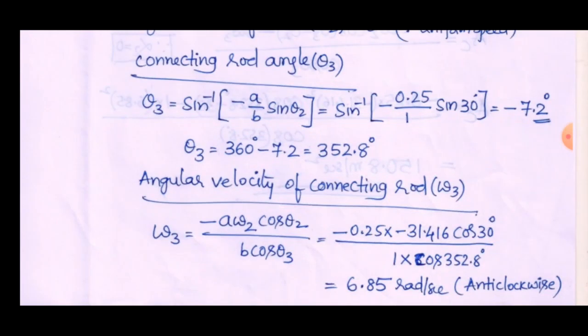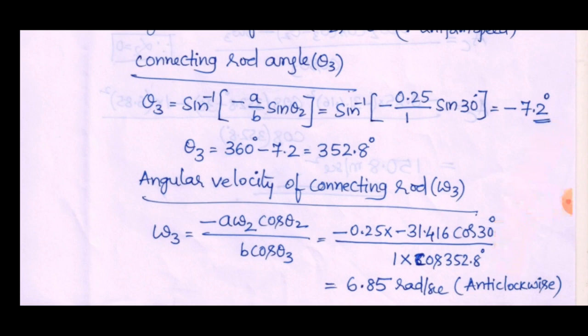Next, find the velocities. Two velocities. First, angular velocity of connecting rod, omega 3. Use that formula, minus a omega 2 cos theta 2 by b cos theta 3. Here a is 0.25, omega 2 once again is minus 31.416, cos theta 2 is cos 30, b is 1 meter, and cos theta 3 is cos 352.8. If I substitute and simplify, I am going to get the value 6.85, and units are radians per second because it is angular velocity.